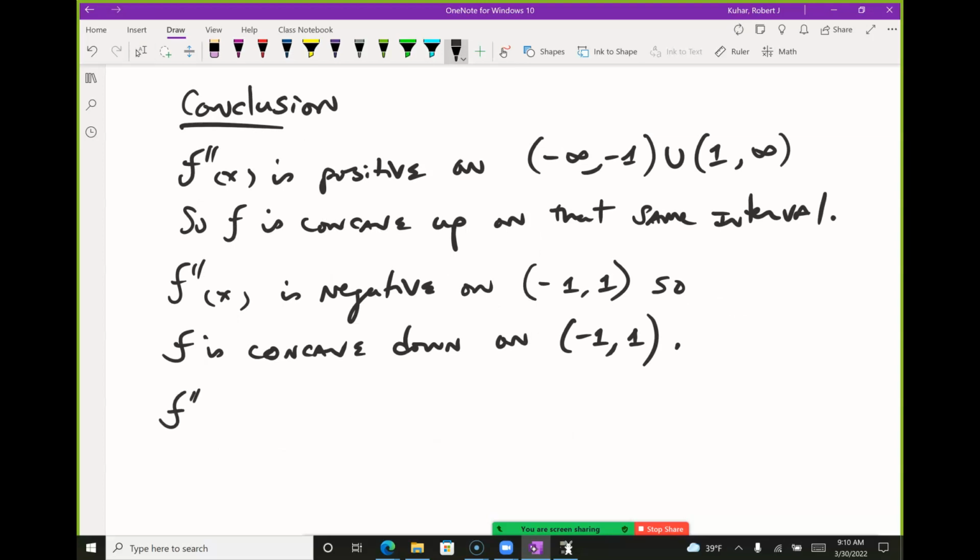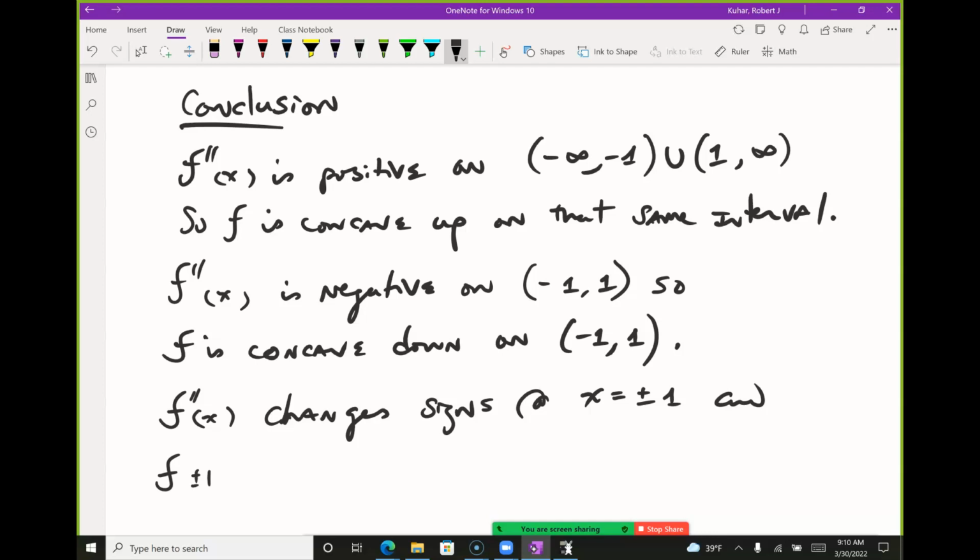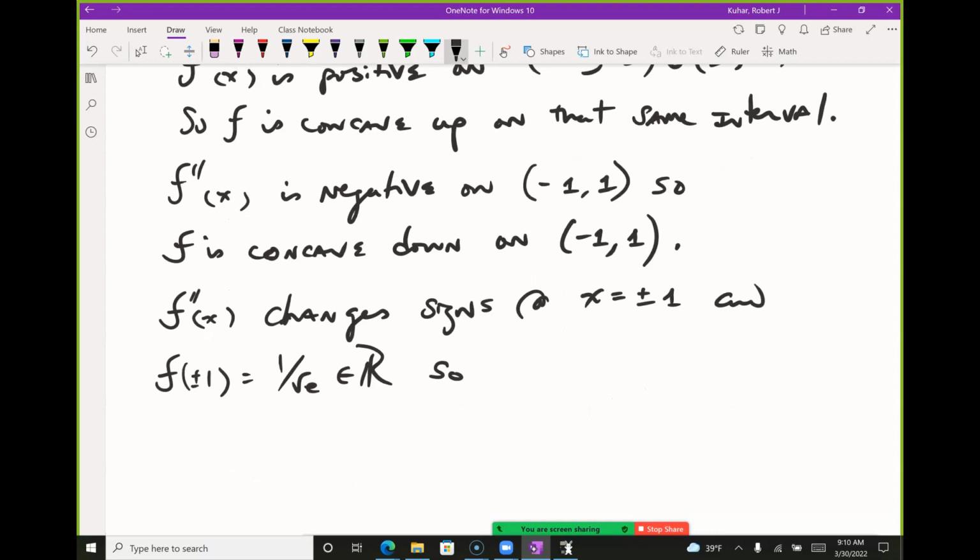If F double prime of x changes signs, and I don't care positive to negative or negative to positive, at that point I have an inflection point. So F double prime of x changes signs at x equals plus or minus 1, and f of plus or minus 1 equals 1 over square root of e, which is a real number. So the points plus or minus 1 comma 1 over square root of e are inflection points.